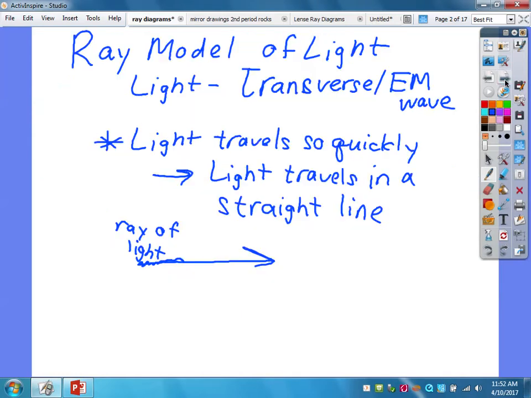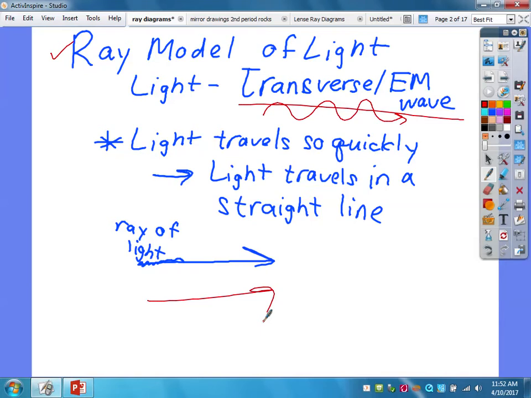So, here we go. First off, as I already said, light is a transverse electromagnetic wave. I'm going to switch colors here. Throughout this whole unit, we're going to use what's called the ray model of light. This is going to make our life a lot easier. Obviously, we just said light travels as a transverse wave, an up and down wave. The thing is, since light is traveling so fast, it looks like it's traveling in a straight line. So we will just be using straight line arrows to represent a ray of light.